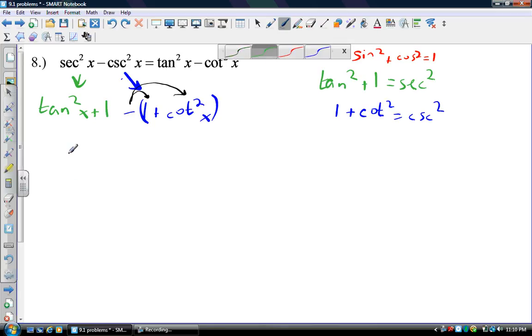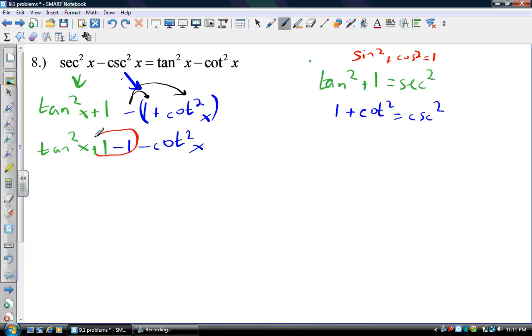So the front is still just tangent squared of x plus 1. This now became minus 1 minus cotangent squared. And lo and behold, the plus 1 minus 1 in the middle go away. See ya. And there we go. We're left with tangent squared of x minus cotangent squared of x. And we're done. That's what we wanted.